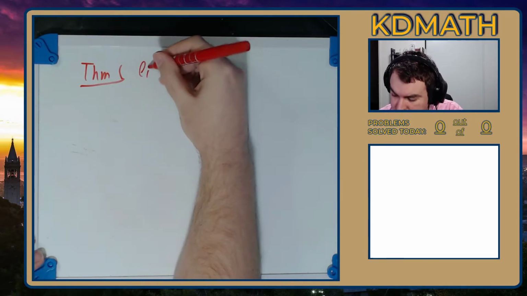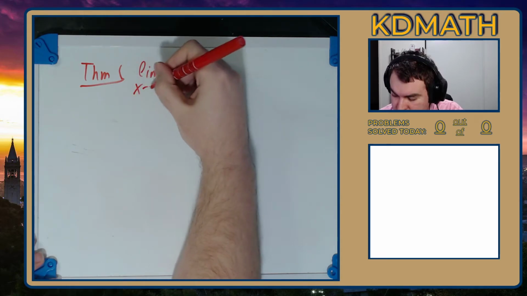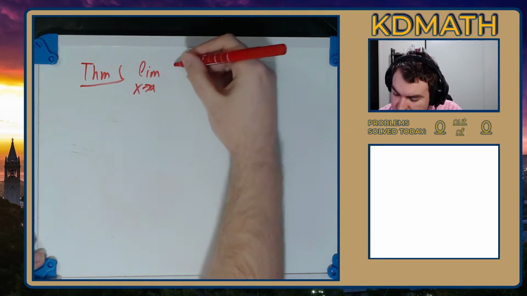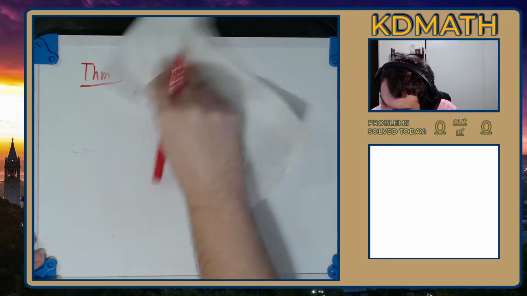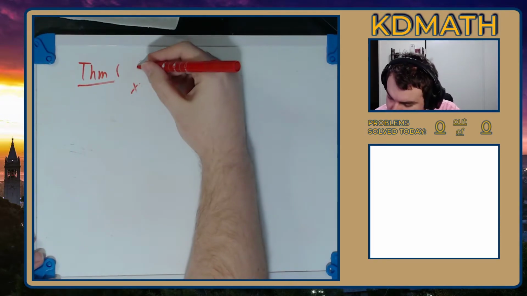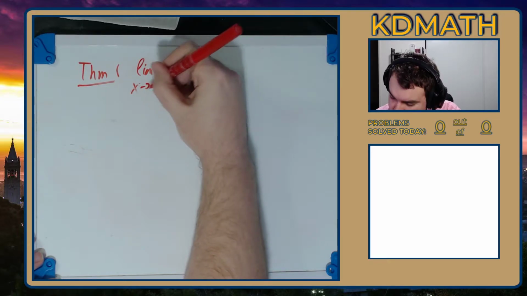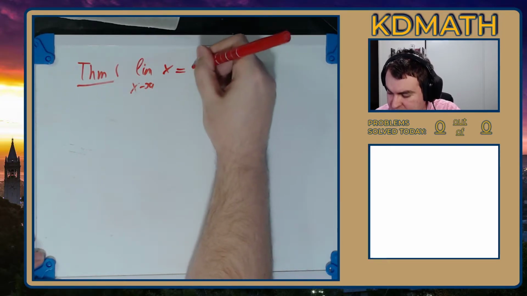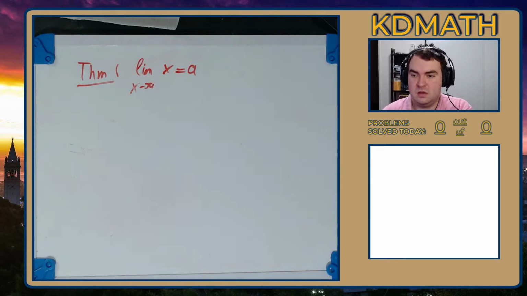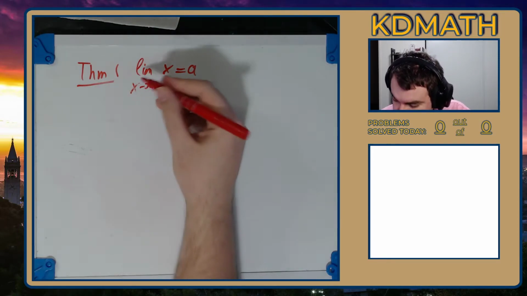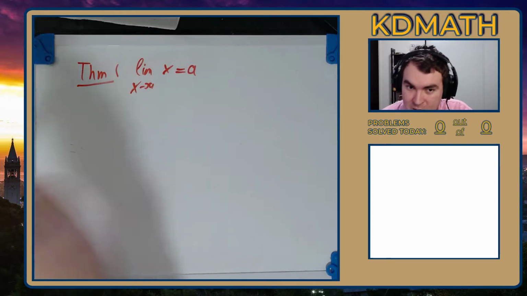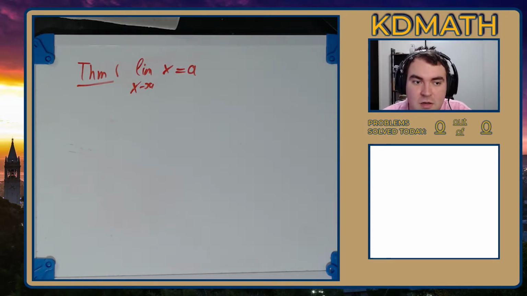The limit as x goes to a of f of x, let's start this over again. The limit as x goes to a of x equals a. Yes, so we will show how we actually prove that basic limits are as they are.